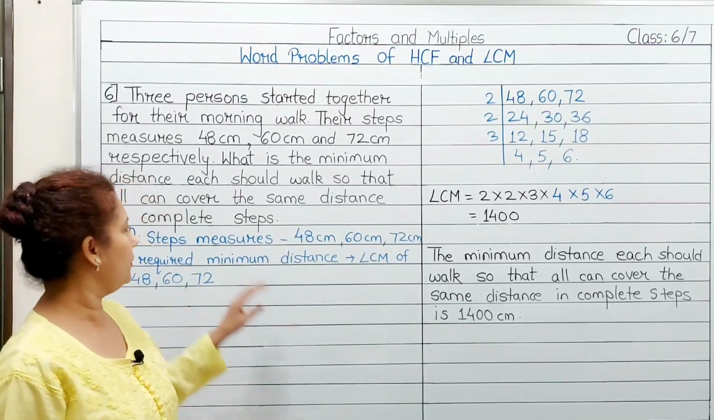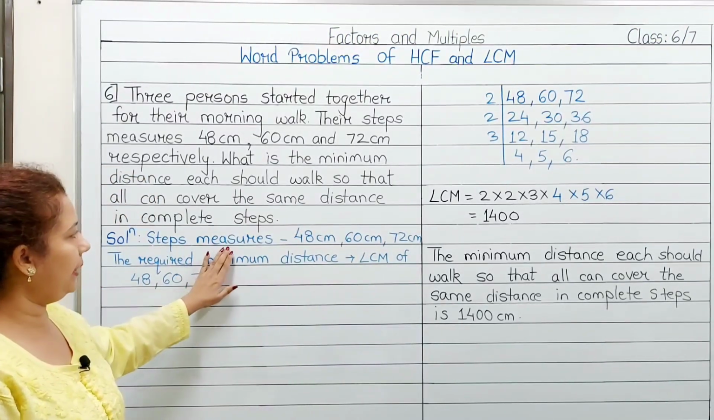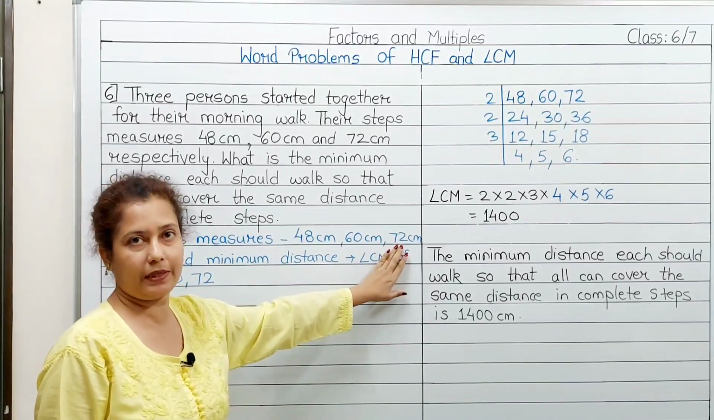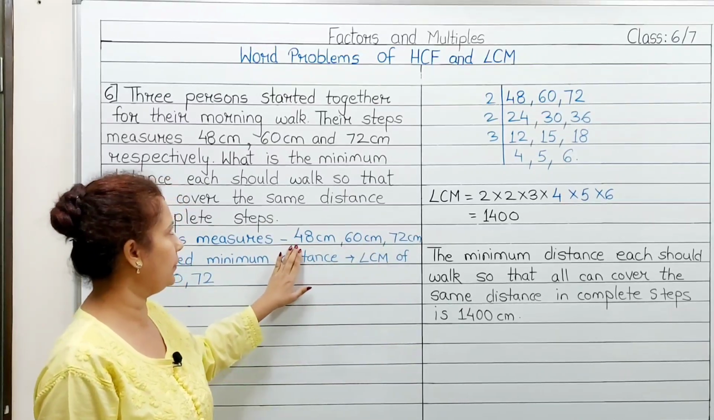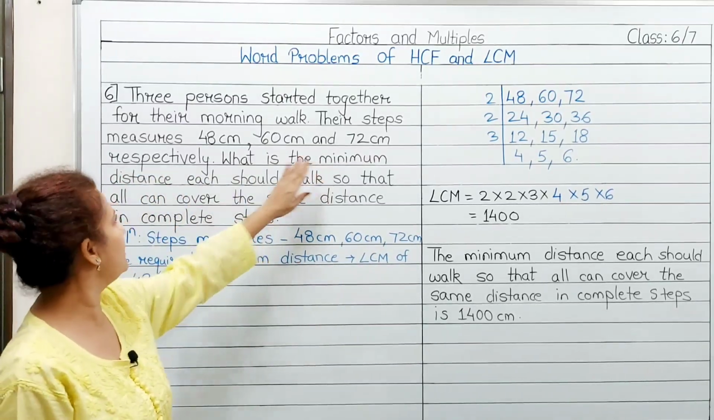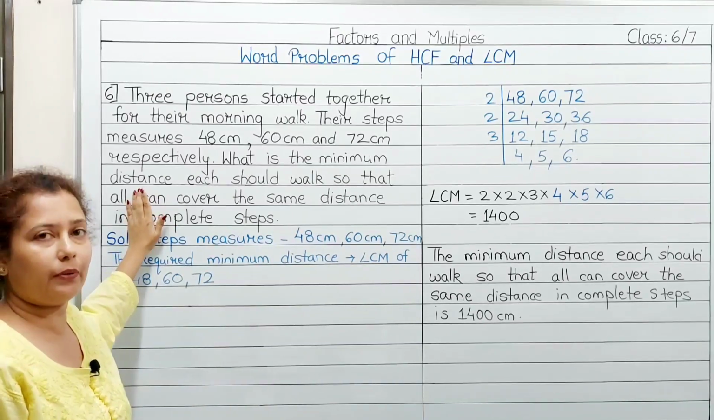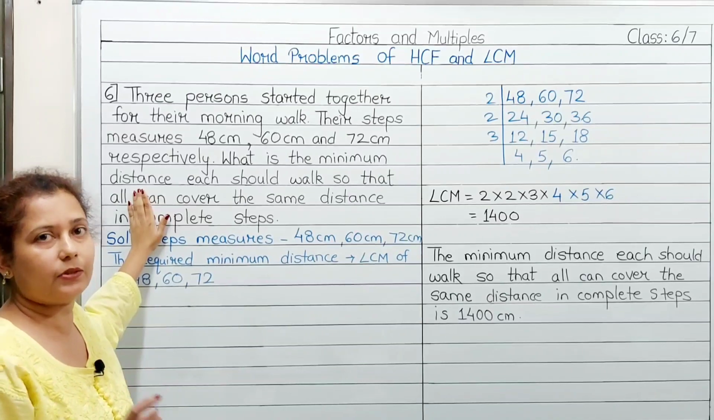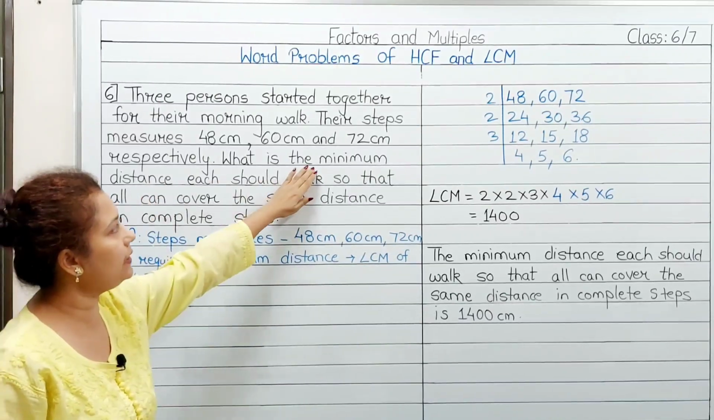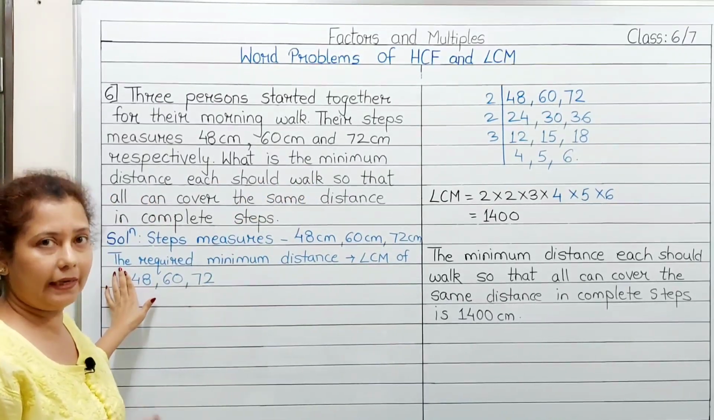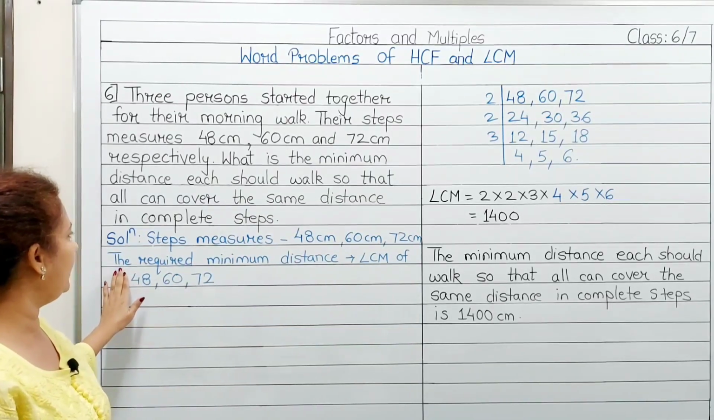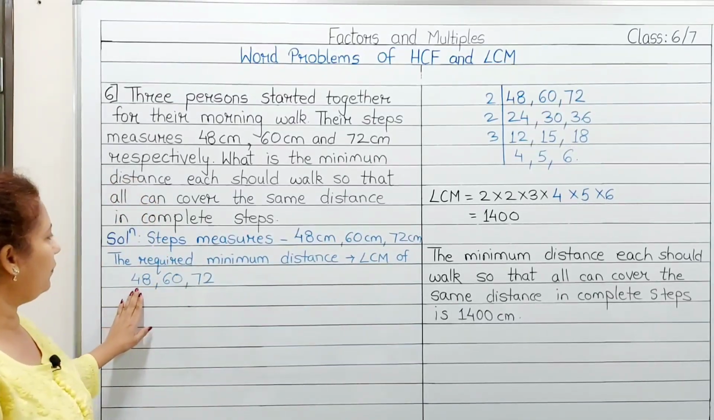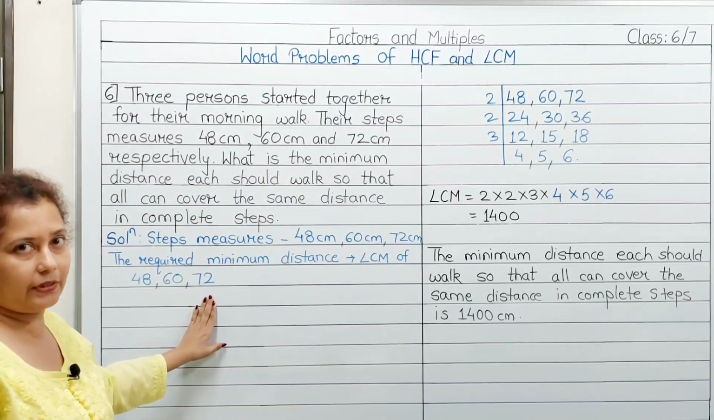So in this sum, the first thing given is that the steps measure 48 centimeter, 60 centimeter and 72 centimeter. So we will write that first. Now here the keyword is minimum distance. Minimum means the least, so it is LCM. From this word we know that we have to find LCM. Next we will write: the required minimum distance means LCM of 48, 60 and 72.